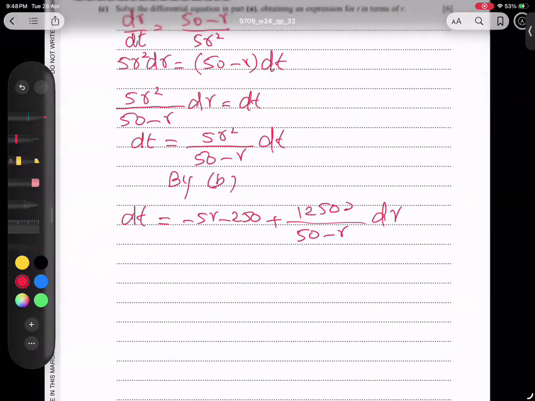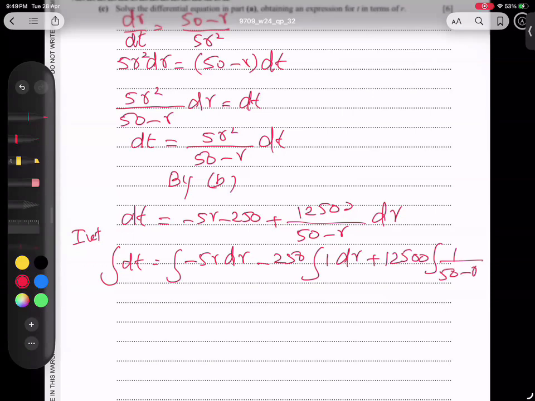I'm now integrating. So here I got dt, and here I'm getting integration. So each step I'm doing separately: negative 5 dr separate, and 250 and 1 dr separate, and 12500 and 1 over 50 minus R dr separate. Okay, students, this is not a problem. The problem is only the last part. Here I got a t, students. Here minus 5R to the power 2 by 2, and this 250R. But the important part is here.